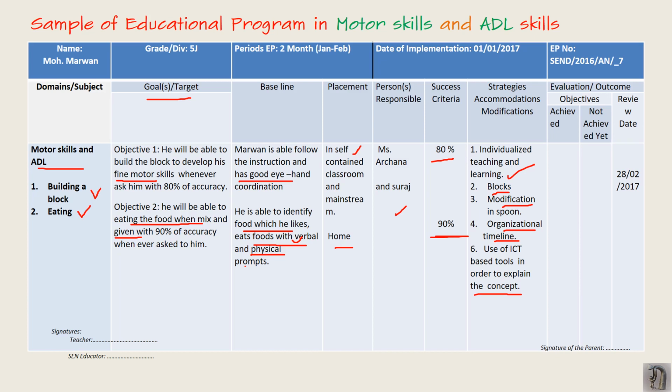And then later we can evaluate whether he has achieved or not, and the date of evaluation. So this tells very clearly about evaluation, whether I need to modify the strategy, whether I need to change the content, whether my objective was not appropriate, or what kind of things are further required. So that I will be talking about when I finish my evaluation, or when the child has not achieved the target. So this is about your educational program in the motor skills and ADL activities.